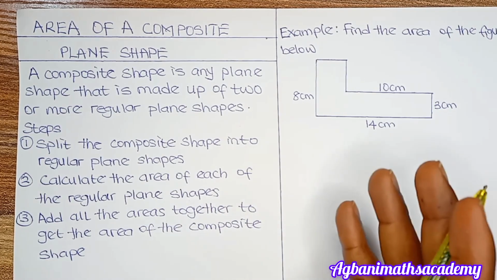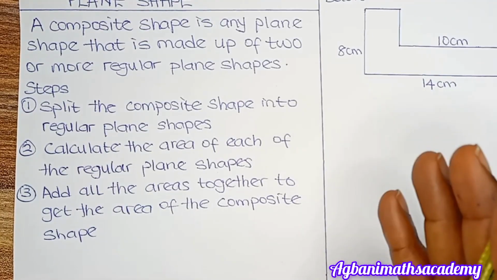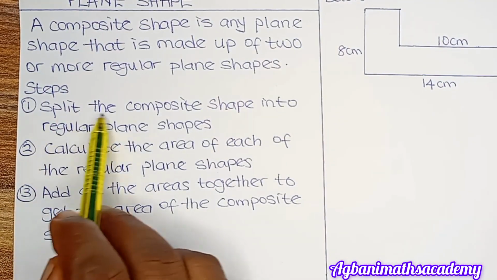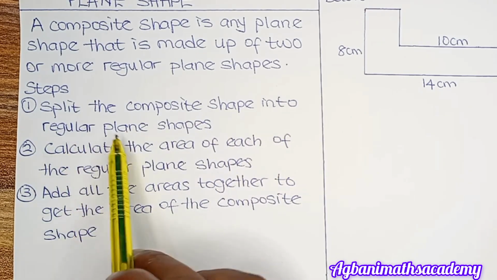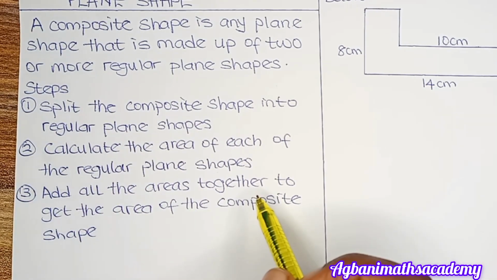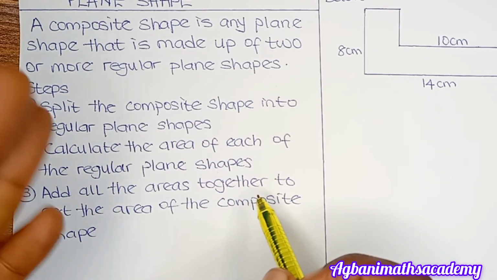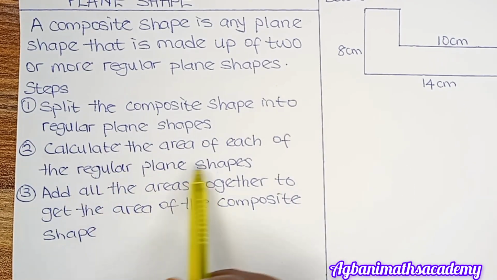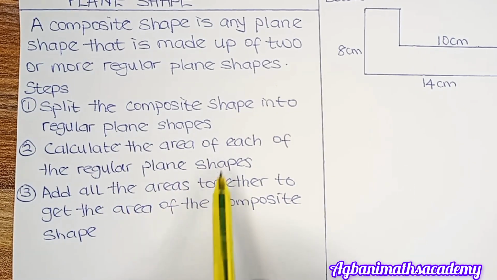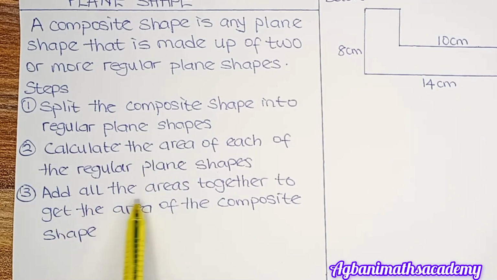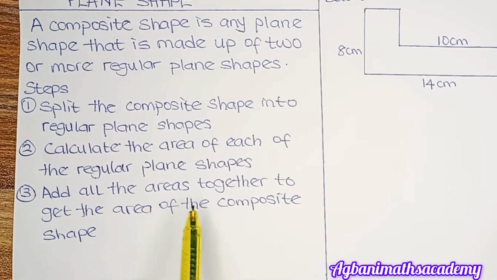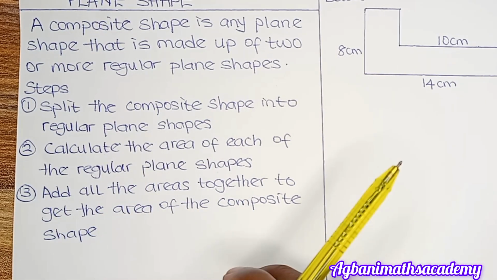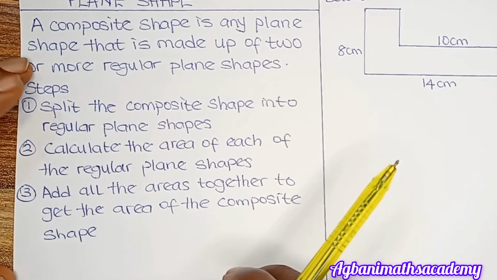So what are the steps required in solving for the area of a composite plane shape? The first thing we need to do is split the composite shape into regular plane shapes. The next thing you have to do is calculate the area of each of the regular plane shapes. And then finally, add all the areas together to get the area of the composite shape. So we're going to follow these three steps in solving the questions we have in this particular video.